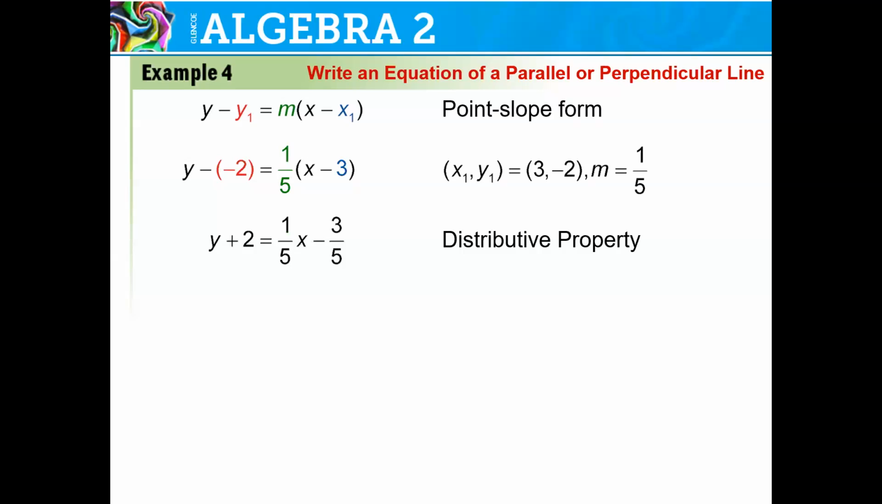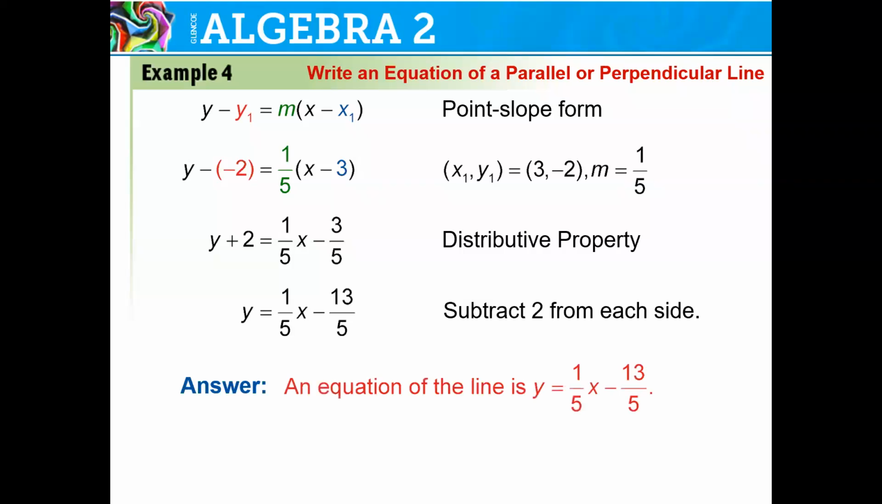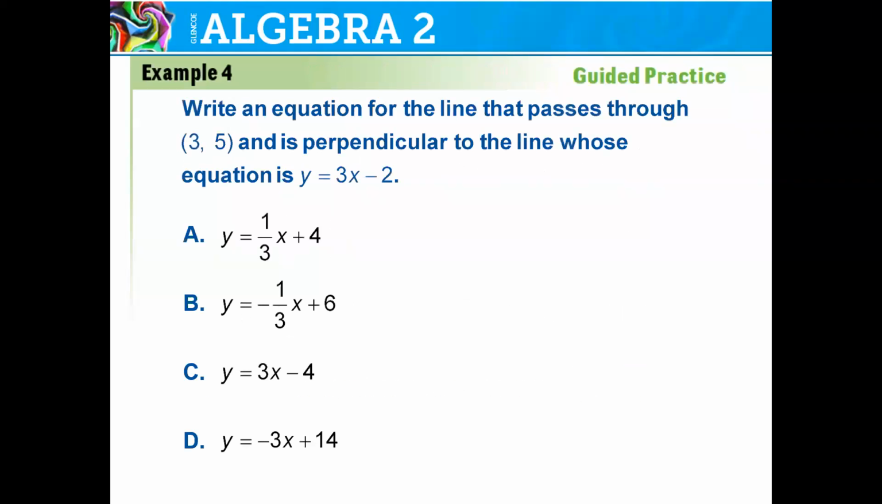They simplify. Okay, so on the left, y minus a -2 turns into y plus 2. The distributive property yields 1/5 x minus 3/5. Okay, subtracting 2 from each side. Once again, since we are subtracting using a fraction, we must find the common denominator, and that is how we get -13/5. All righty, that's what I got for you.